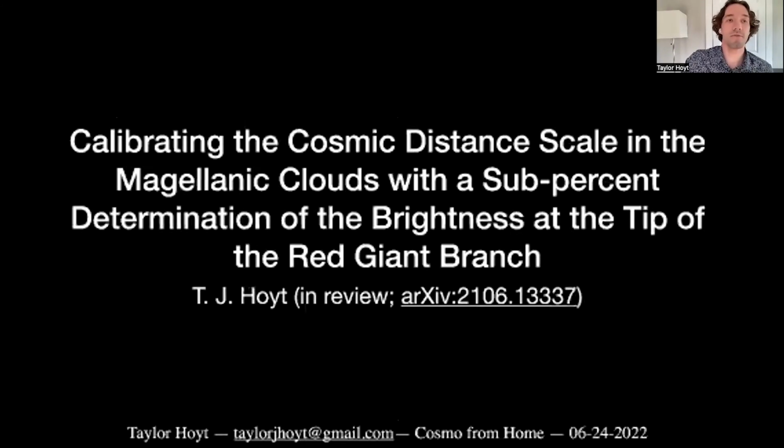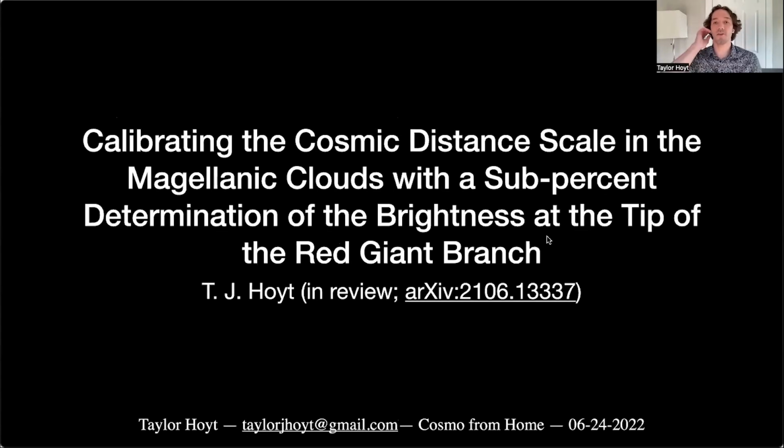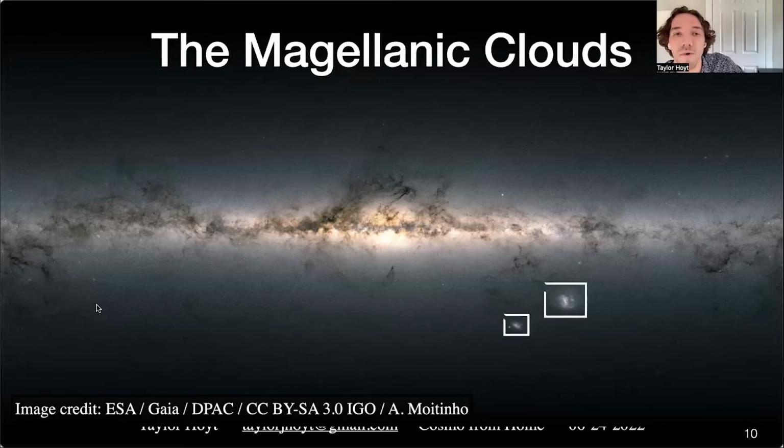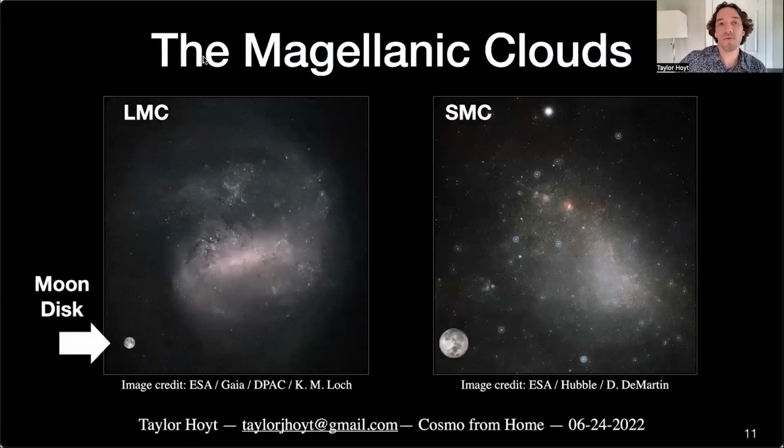So now I'll start with my own work in calibrating the TRGB in the Large Magellanic Cloud. So the Magellanic Clouds are, of course, our beautiful neighbors in the southern sky, observable in the southern sky of Earth. And you can see them here relative to the Milky Way disk in the bottom right in this beautiful image produced by Gaia. And zooming in a bit further, we can see the extent of the Magellanic Clouds, the Large Magellanic Cloud on the left and the Small one on the right, with the moon disk for comparison.